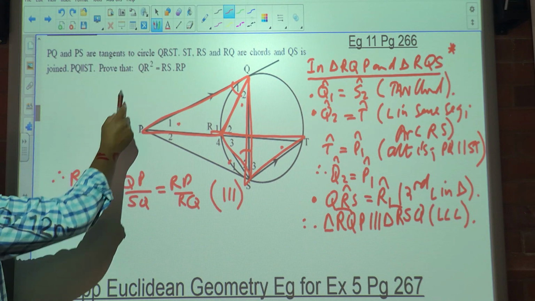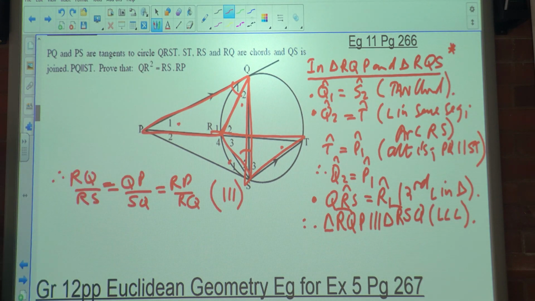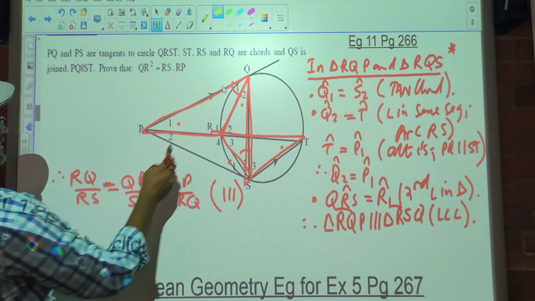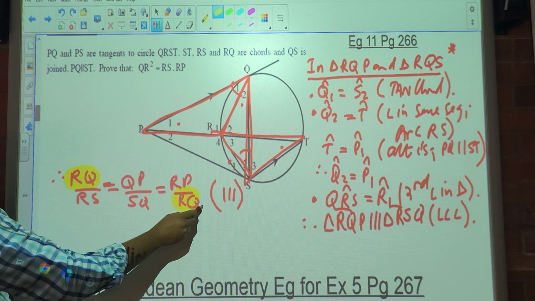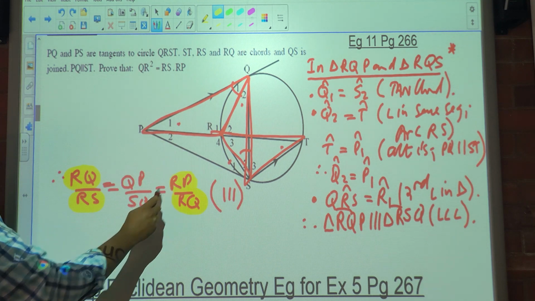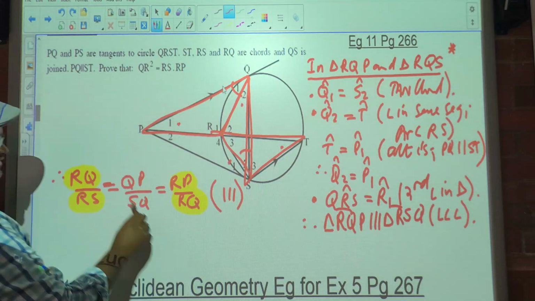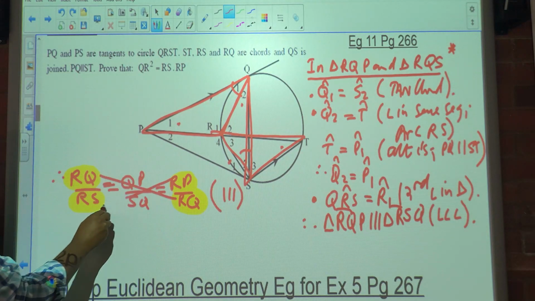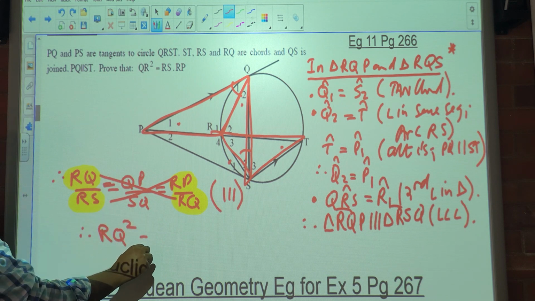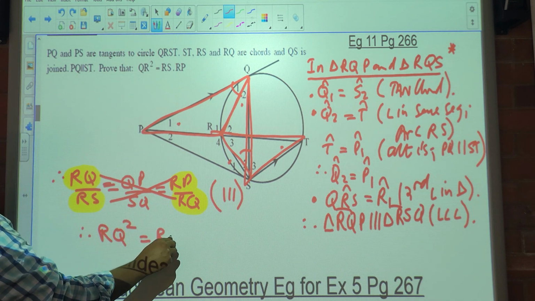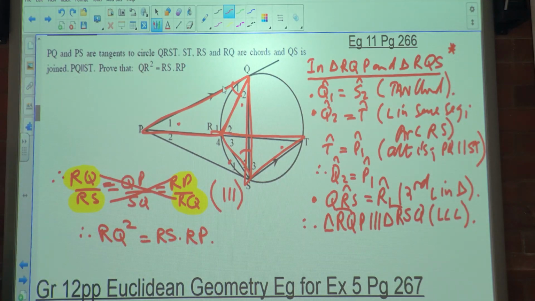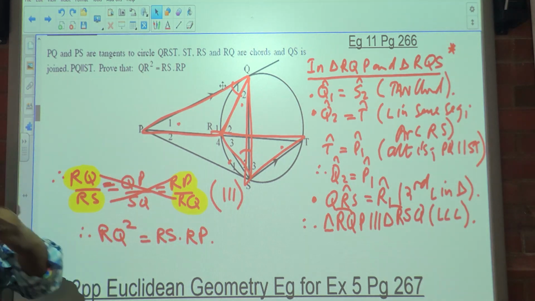So here they wanted QR squared. If you look at where QR is, we need two QRs, there's QR and QR. Then you have S and P. So you all agree that those are the two ratios. Cross multiply, therefore RQ squared is equal to RS times RP. Okay? The sum is probably worth 7 marks.